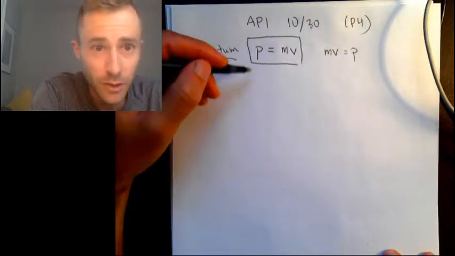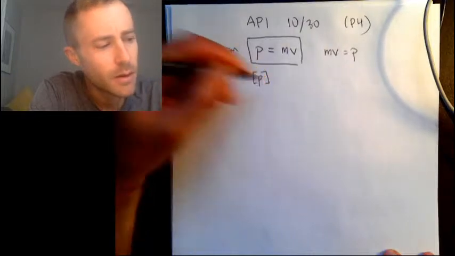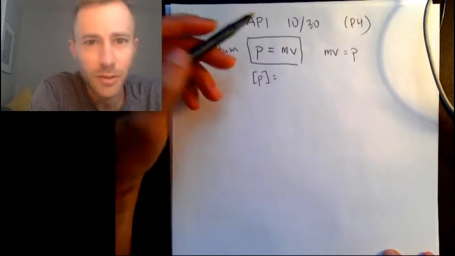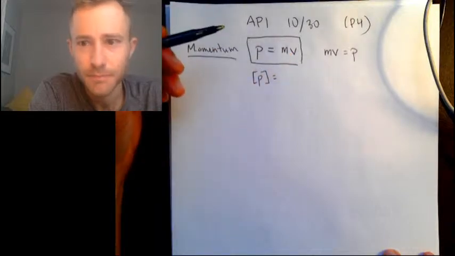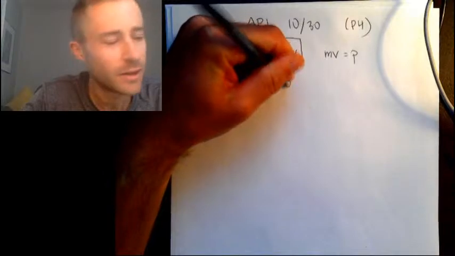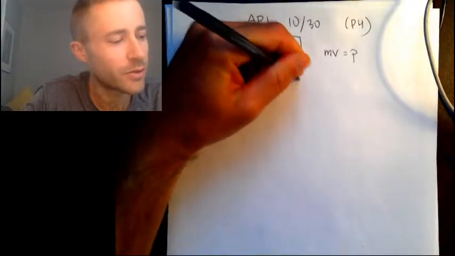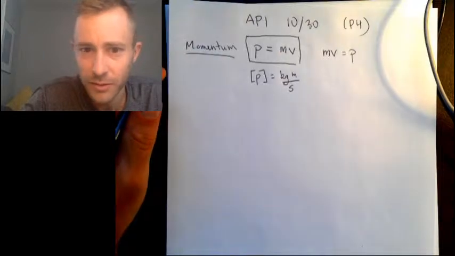We can get the units of momentum by noticing that momentum is mass times velocity. Okay, so mass is kilograms, velocity is meters per second. So momentum has kind of weird units. They're called kilogram meters per second.